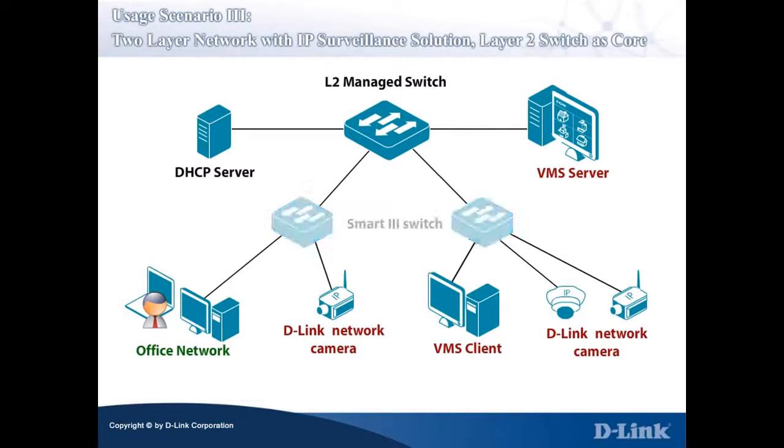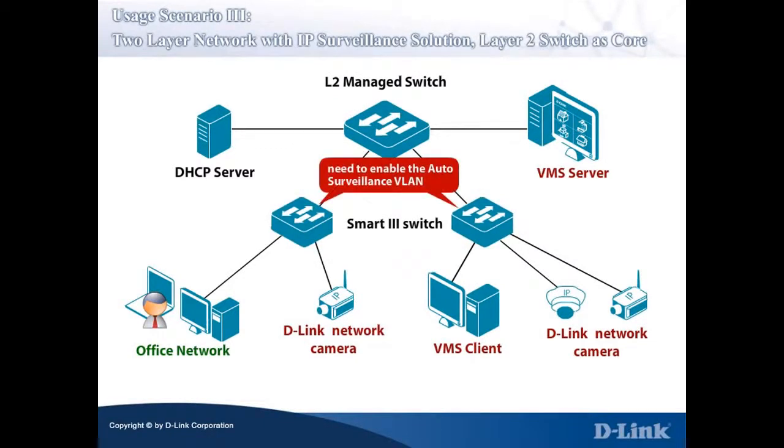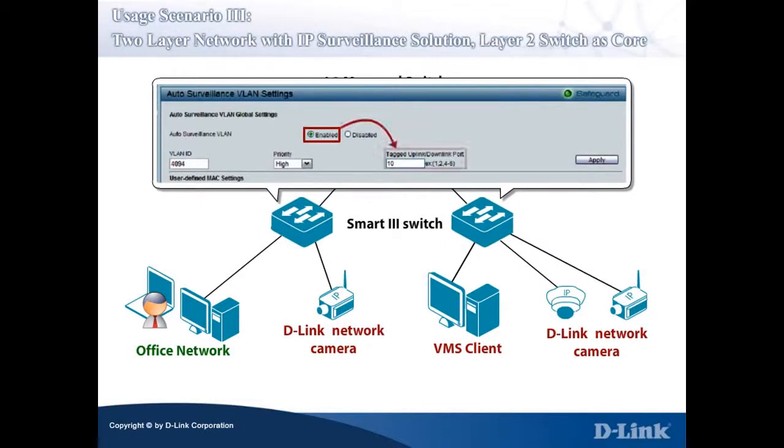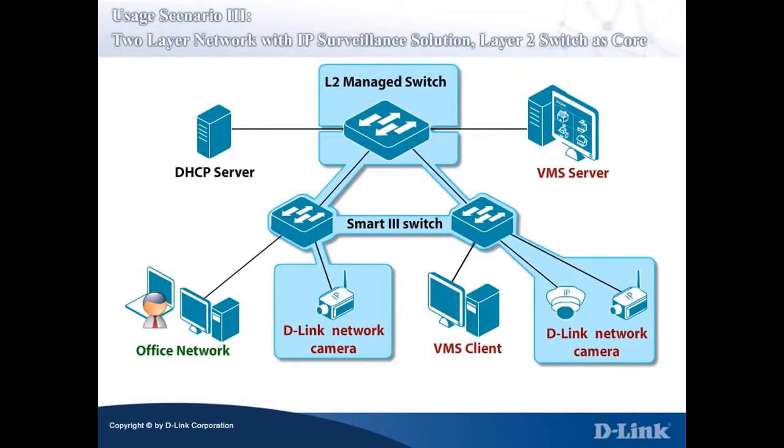As for D-Link Smart 3 switches, we need to enable the Auto Surveillance VLAN feature by clicking on the Enabled button. Because the Smart 3 switches have a link connecting upwards to the Layer 2 managed switch and the trunk link carries multiple VLANs, you have to input the uplink port 10 in the tagged uplink/downlink port in the Auto Surveillance VLAN settings of the Smart 3 switches. Click Apply to apply the setting. The network cameras will be recognized by the Smart 3 switch and be put in the Auto Surveillance VLAN. The videos sent from the cameras will have the priority set to high.